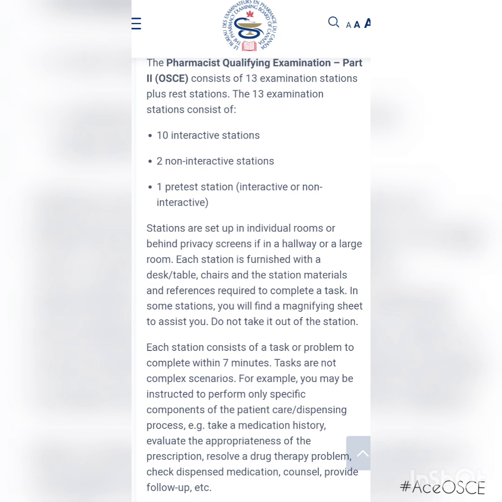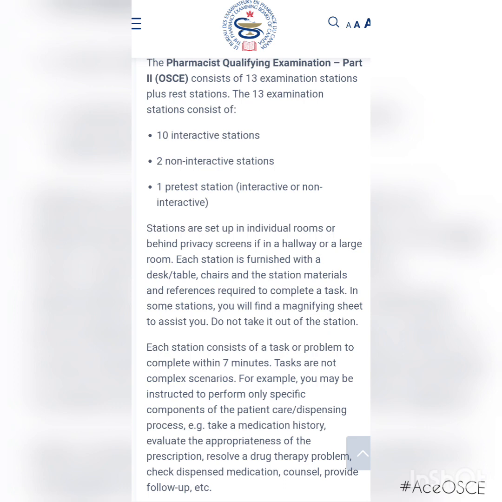Just make sure that in addition to these 13 stations, there would be about 2 rest stations as per my memory, so there will be a total of 15 stations. Now, stations are set up in individual rooms, or there may be some screens dividing the same room into smaller rooms so that you can have 1 case per room. Each of them is timed with a 7-minute time limit.